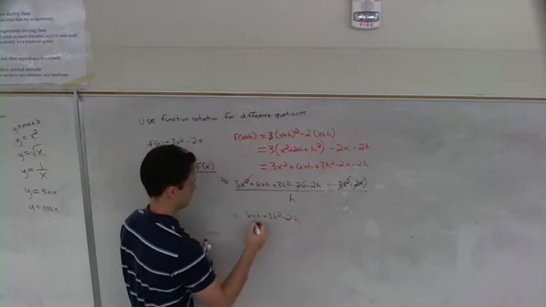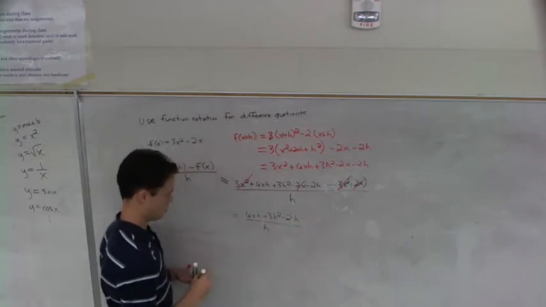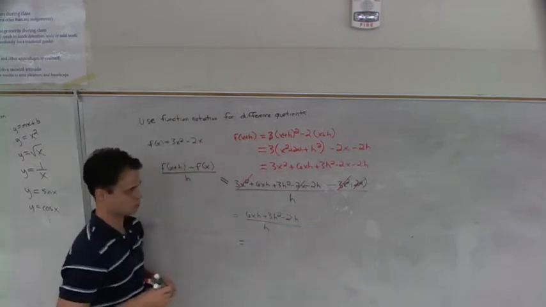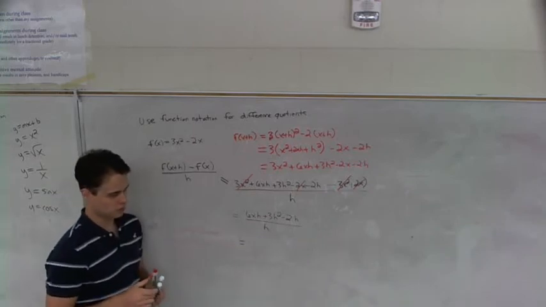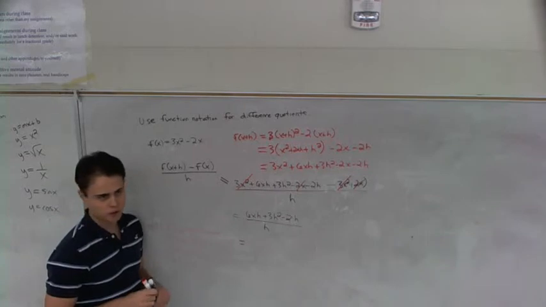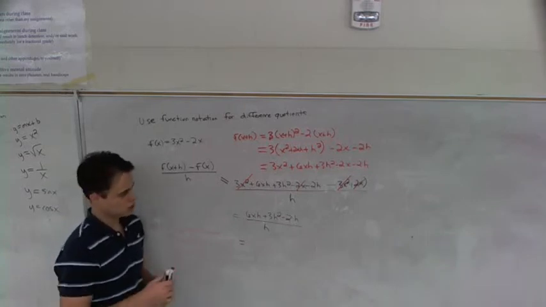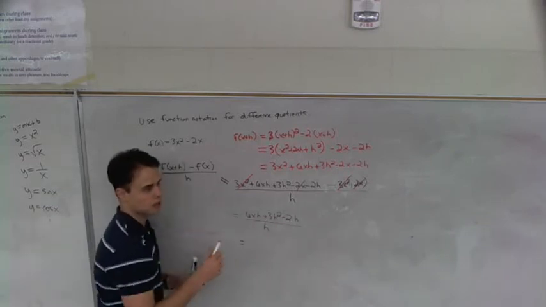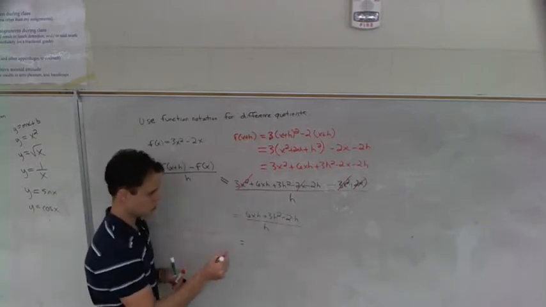Wait, where'd you put 6? Where did you get the second 3x squared and 2x? From the second f of x. I'm not done though. I can simplify this much further. Okay, what do these top terms all share? An h, yeah. So I can pull it out.